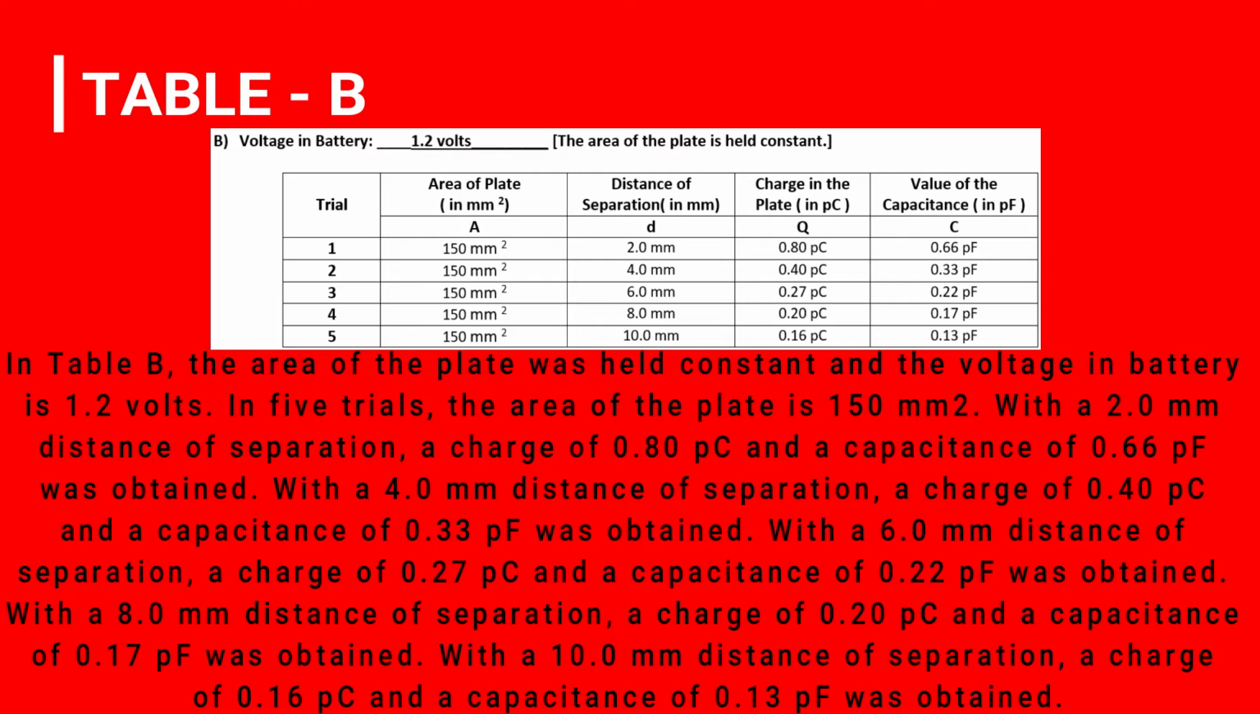With a 4 mm distance of separation, a charge of 0.4 picocoulomb and a capacitance of 0.33 picofarad was obtained. With a 6 mm distance of separation, a charge of 0.27 picocoulomb and a capacitance of 0.22 picofarad was obtained. With an 8 mm distance of separation, a charge of 0.2 picocoulomb and a capacitance of 0.17 picofarad was obtained. With a 10 mm distance of separation, a charge of 0.16 picocoulomb and a capacitance of 0.13 picofarad was obtained.